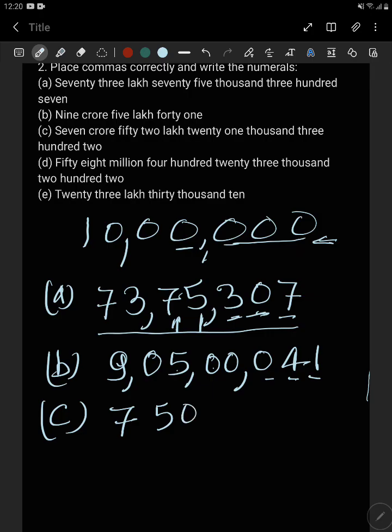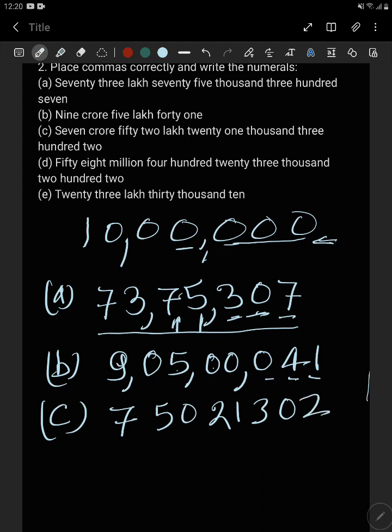Then 21,000, so we'll write 21, because in 21, 2 is at the 10,000s place and 1 is at the 1,000s place. So 21,000 and 302. So in the hundreds place 3, and in the tens place it is 0 because at the tens place nothing is coming. So at the ones place 2 will come.